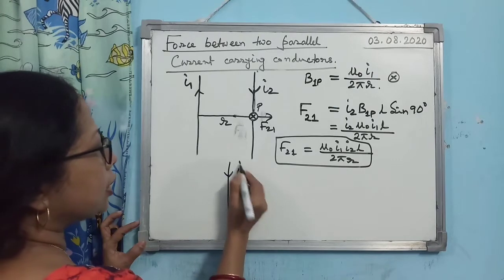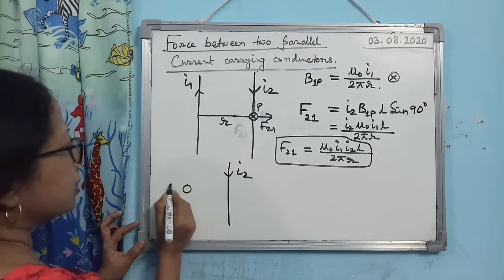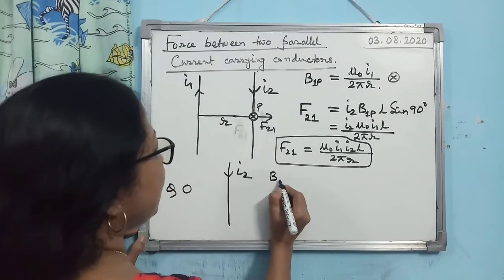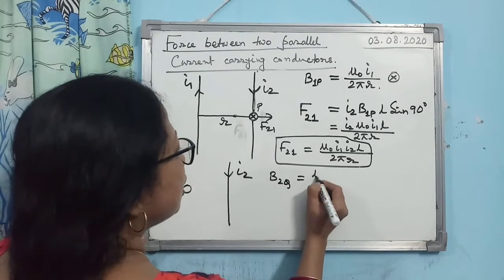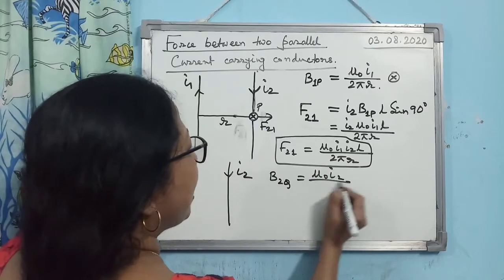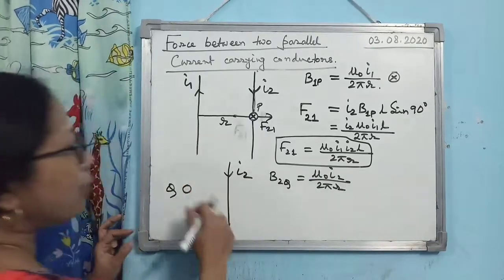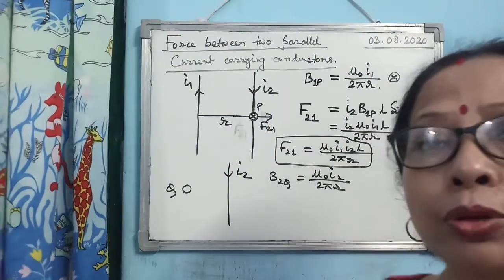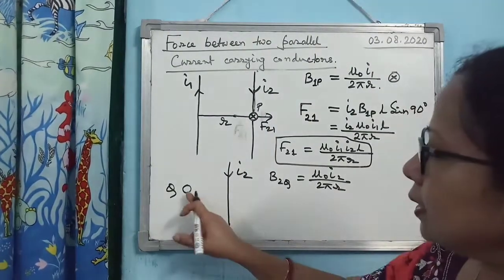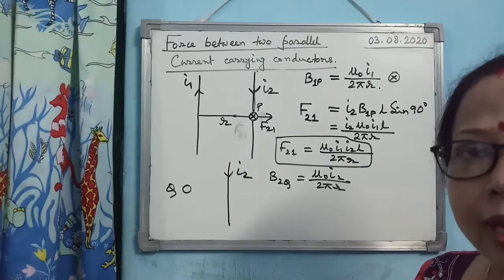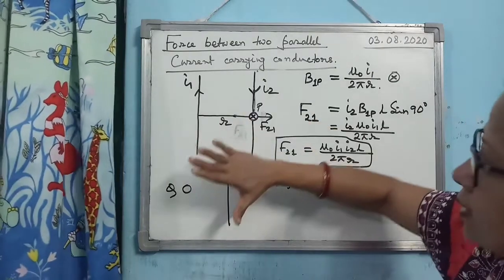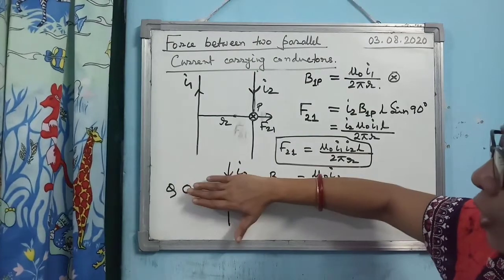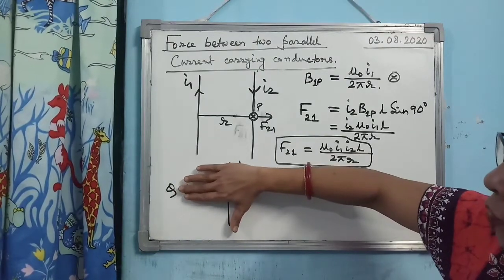This is the direction of I2. So if I consider this is Q, then you can write down B2Q, how much? Mu 0 I2 by 2 pi R. Now we have to find out, using the right hand palm rule number 1, what is the direction of the magnetic field? Alright. So you have to place the right hand palm in such a way that the thumb is in the direction of the current, four fingers towards the point of observation.